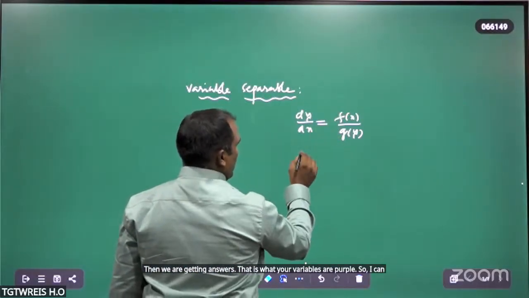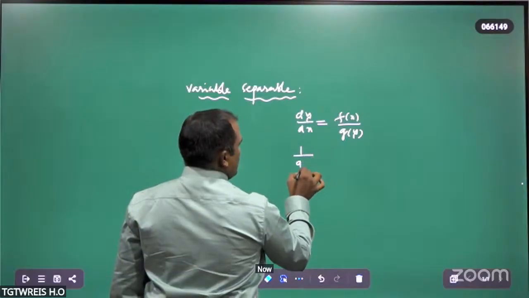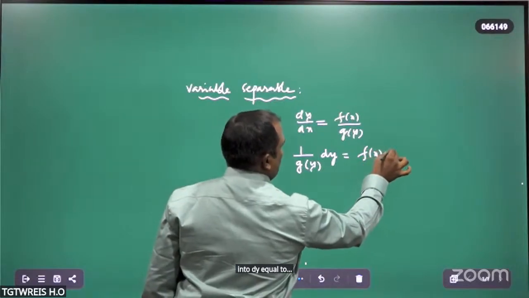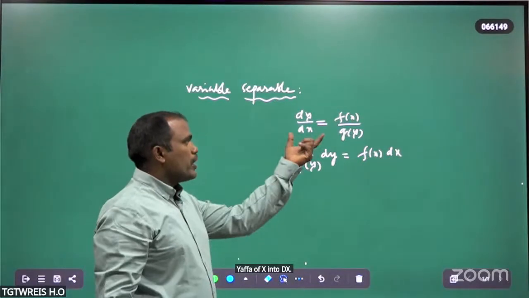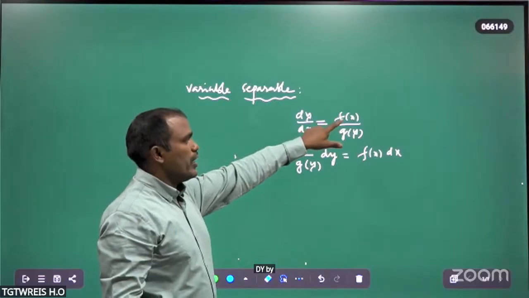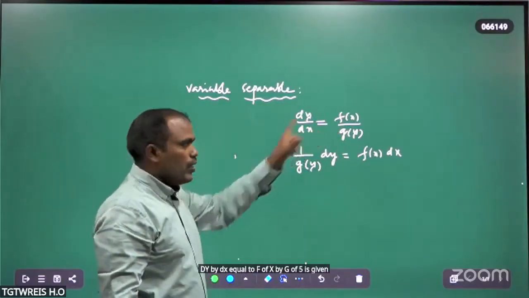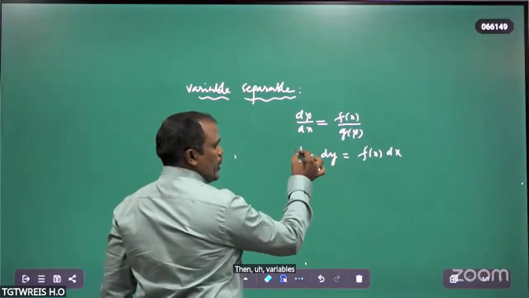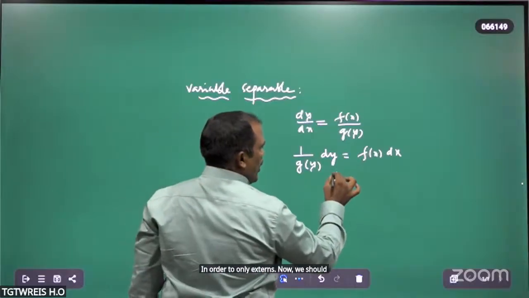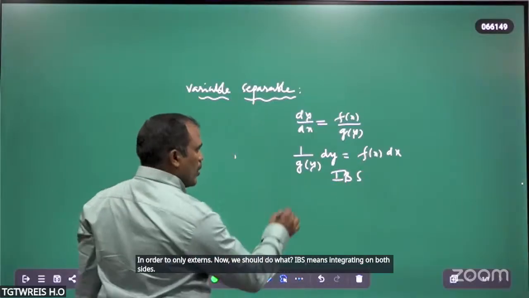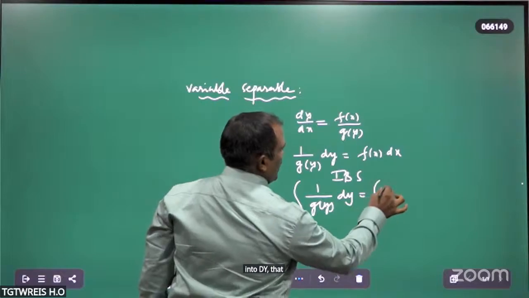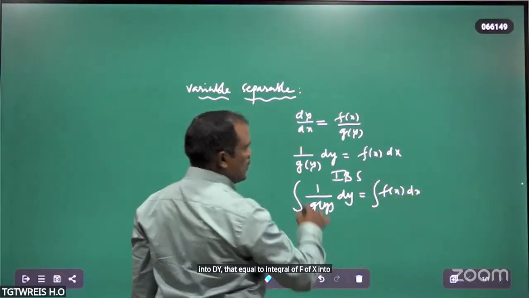So I can write here 1 by g of y into dy equal to f of x into dx. Whenever a differential equation of the form dy by dx equal to f of x by g of y is given, variable separable means all y terms in the LHS and only x terms in the RHS. Now we should integrate on both sides (IBS). Integral of 1 by g of y into dy equals integral of f of x into dx. So this is the procedure.